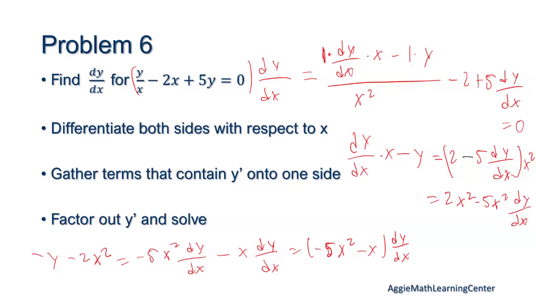But essentially, so then you're going to divide by this term right here. And you'll get dy dx equals. And since all the terms are negative, you can also just make it positive. I'm just going to write it because it'll be easier to read. Plus 2x squared over 5x squared plus x.